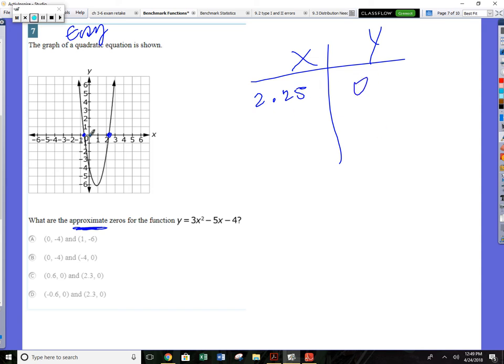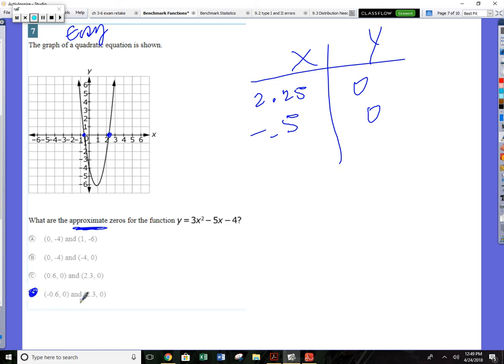Now this dot on the left is between 0 and 1, and it looks like it's pretty close to halfway, so I'll guess like negative 0.5 and 0. So this one matches up with D.